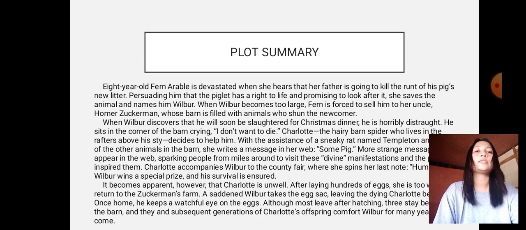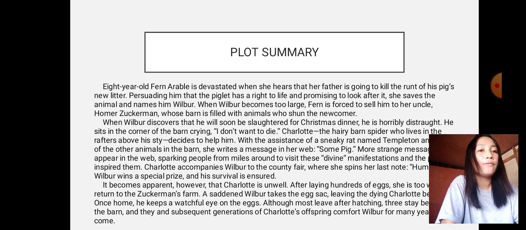So this is the plot summary of the story. 8-year-old Fern Arable is devastated when she hears that her father is going to kill the runt of his pig's new litter, persuading him that the piglet has a right to life and promising to look after it. She saves the animal and names him Wilbur.